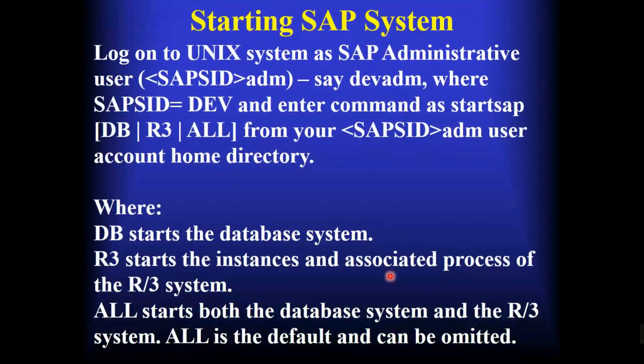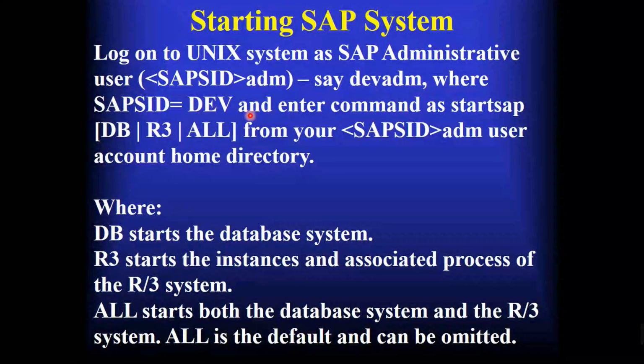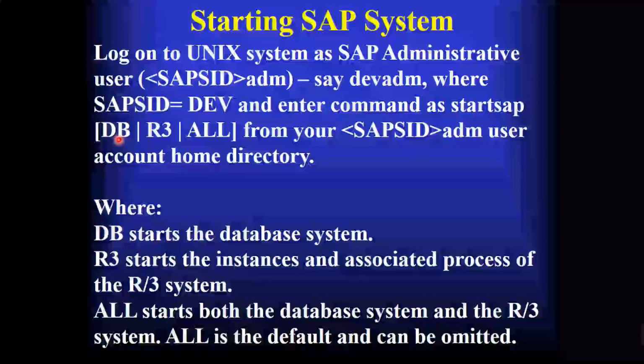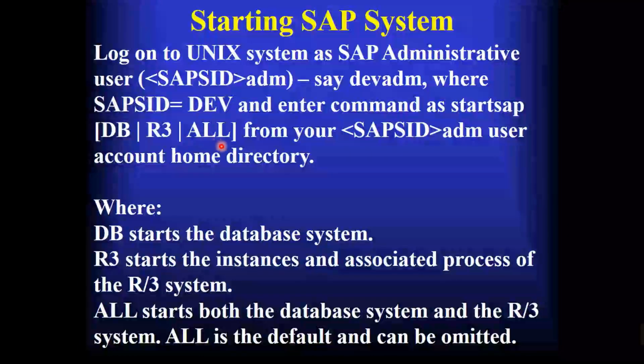Next, starting the SAP system, how does it happen. To log on to the Unix system as the SAP administrative user, you first log in as SAP SID, that means the SAP system ID, followed by adm. For example, DVADM, that means the development system and adm user, where SAP SID is DV. Then enter the startup command: either DB to start the database, R3 to start the SAP system only, and all for starting the database and SAP at the same time, from your SAP SID adm user account home directory.